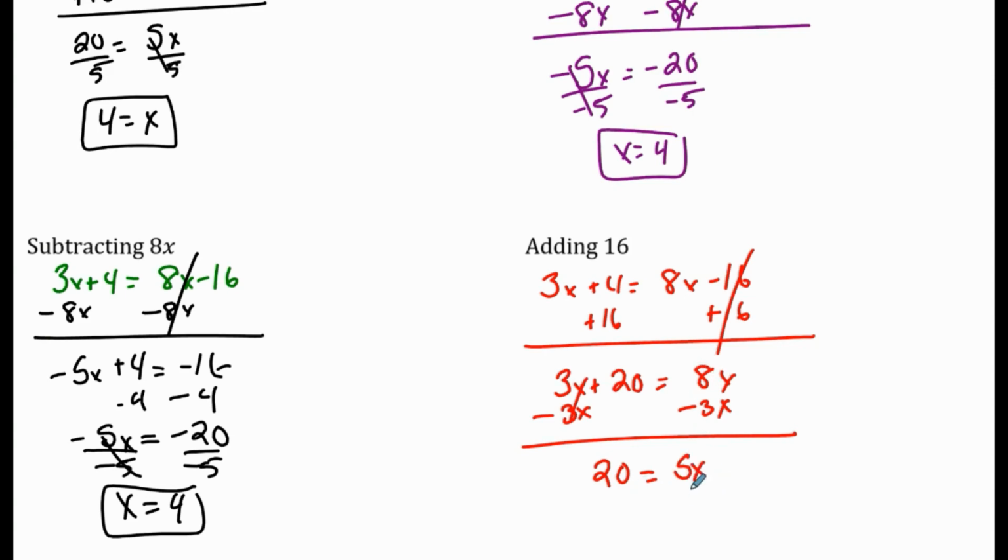So 20 equals 5x. Well, this equation is literally saying 5 times what gives me 20? 5 times what gives me 20? 4 times 5 gives me 20.